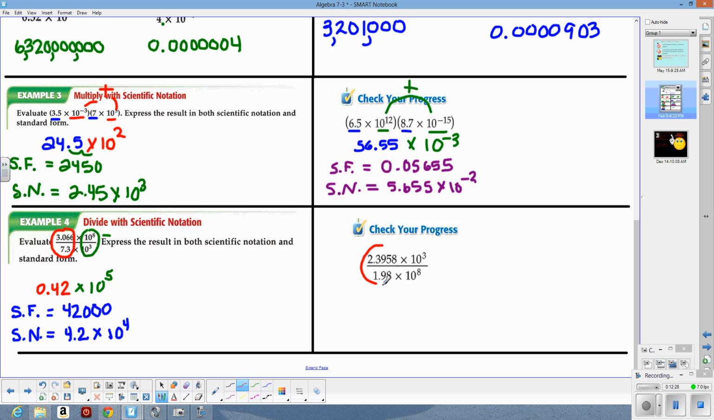Start out by doing this division right here. That's going to be 1 and 21/100ths times this piece right here. We're going to subtract these exponents. 3 minus 8. 3 minus 8 is negative 5. So it's times 10 to the negative 5th power.